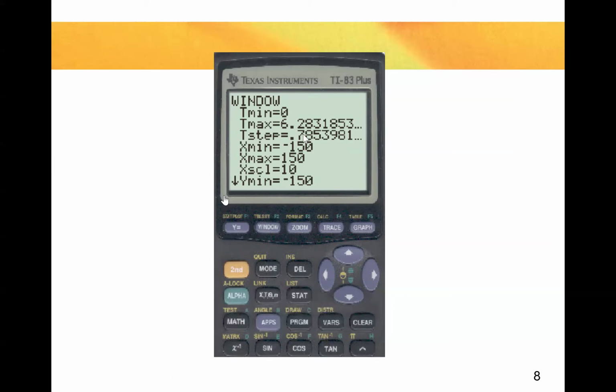Let's change a few things here, and I'll let you go crazy for a second on your calculators. Let's go back to the T step. Back to window, go down to T step, and change it now to pi divided by 12.